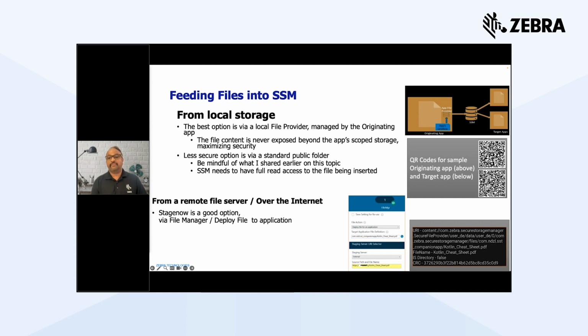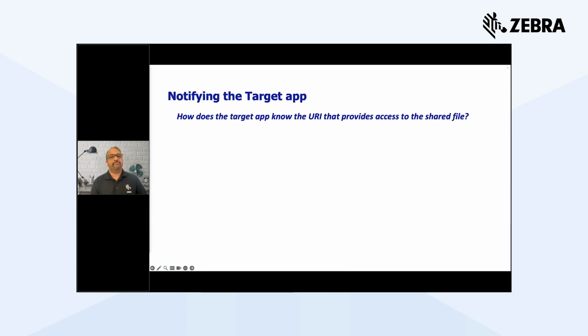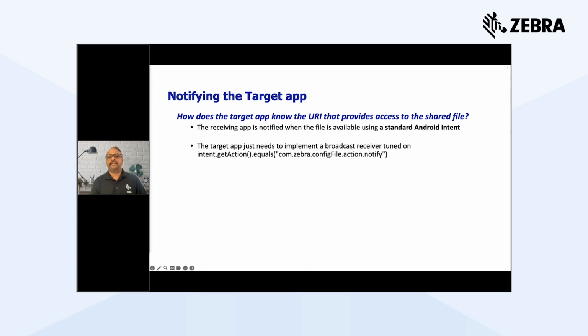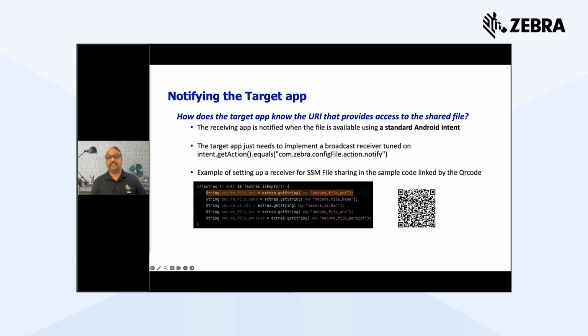This can be useful for a variety of purposes, such as deploying updates to the targeted applications. How do we notify the target app? When an originating app shares a file with the target app using SSM file sharing, the target app needs to know the URI of the provider to access the shared file. The target app is notified when the file is available using a standard Android intent.